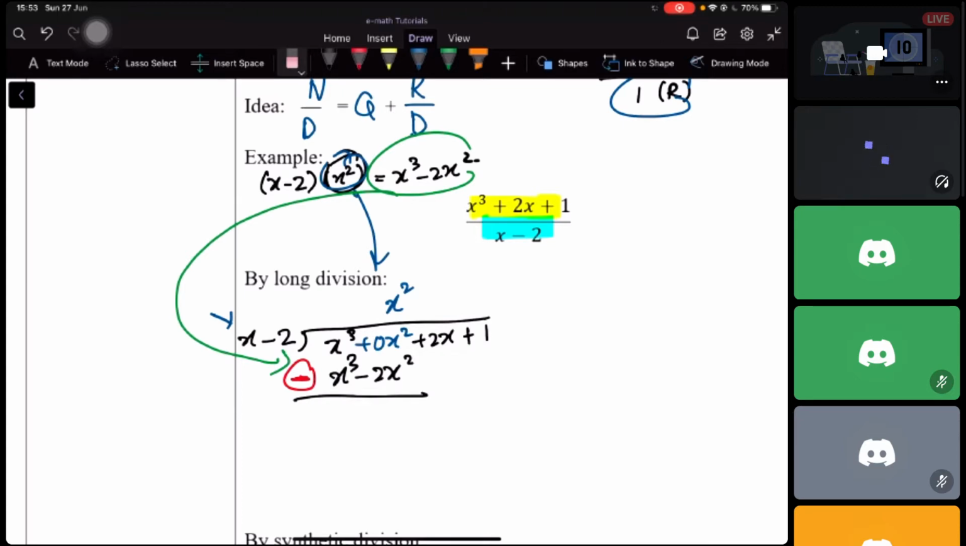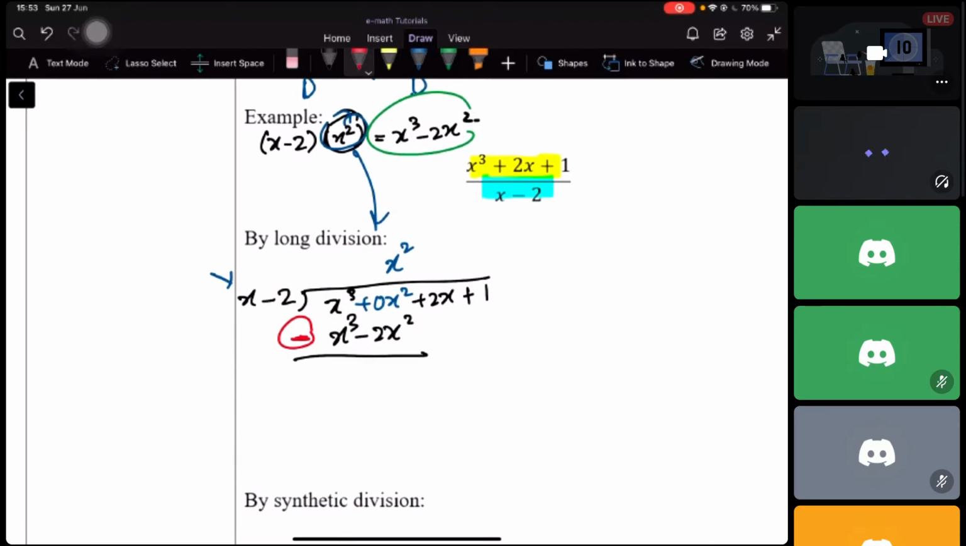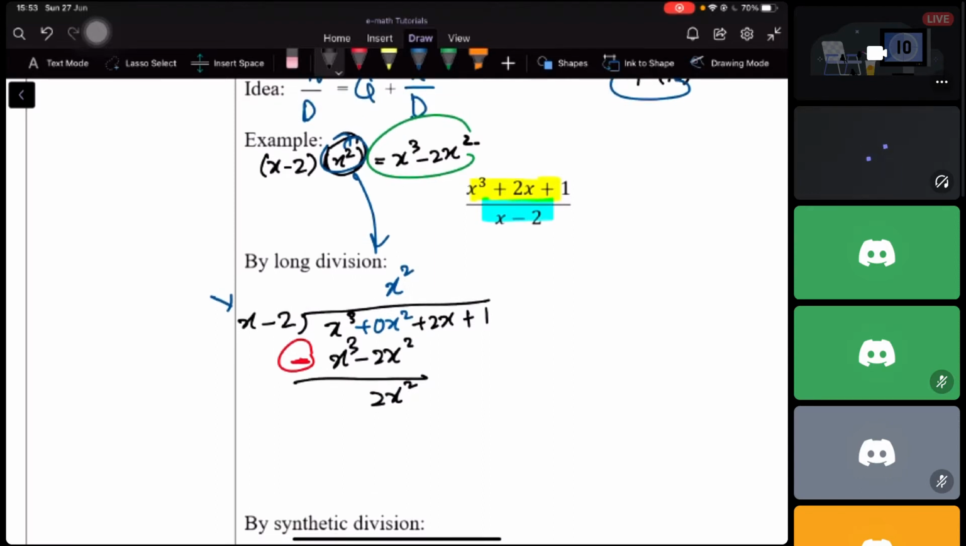Maybe I should erase this one. Follow me closely: x cubed minus x cubed is 0. 0x squared minus negative 2x squared is positive 2x squared. Okay, I'll start over again.